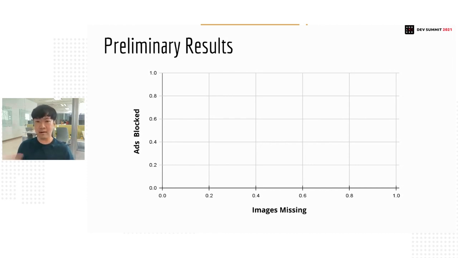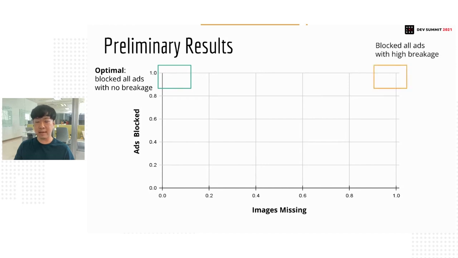Meaning there's high breakage and a lot of images that are missing. So the top left corner here, any filter rule that falls in that block is the optimal solution. It blocks all ads with no breakage. The top right means that it was able to block all ads, but it had high breakage. And the bottom right means that it only caused high breakage and didn't help with blocking ads at all.